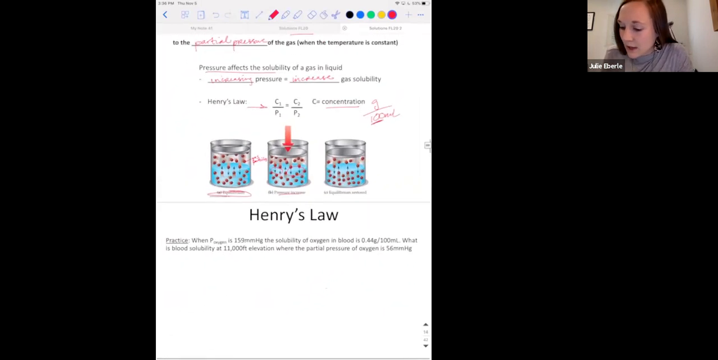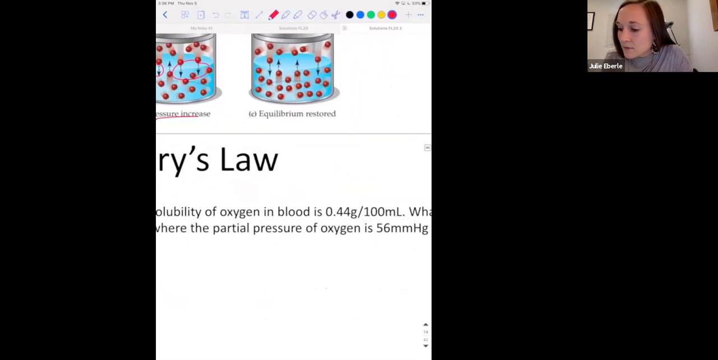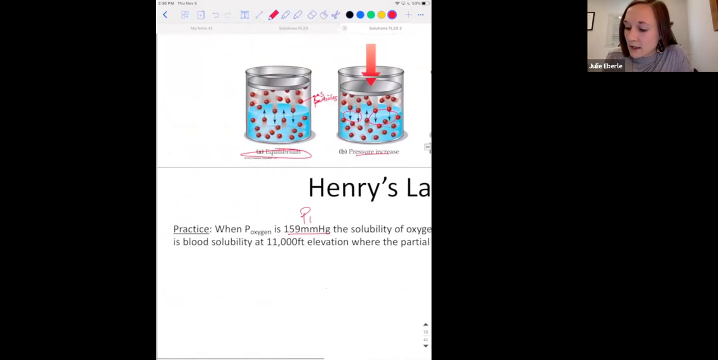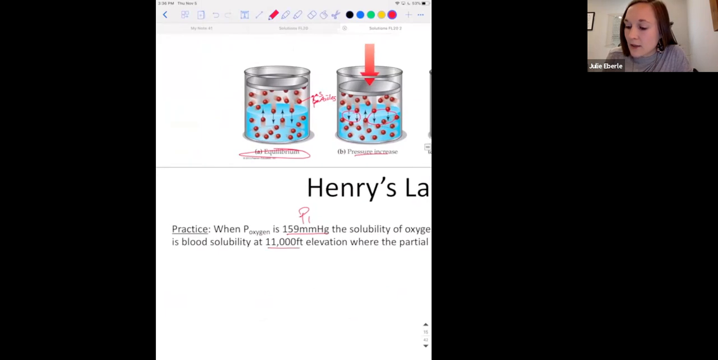Here's what I mean. Okay, let's read this problem. When the pressure of oxygen is 159 millimeters of mercury, that is a unit of pressure, so this is P1. It says the solubility of oxygen in blood is 0.44, and here's our units, gram per 100 ml. What is the blood solubility at 11,000 feet elevation?